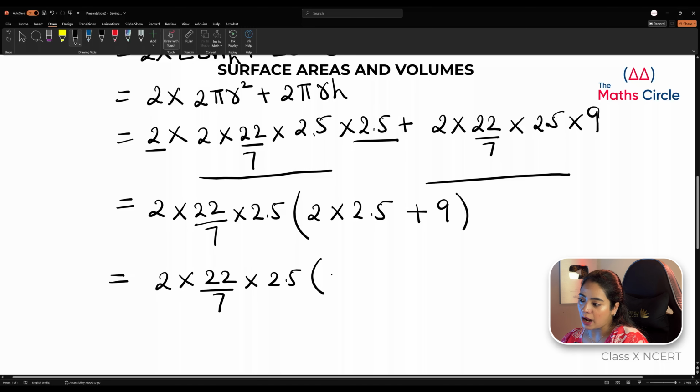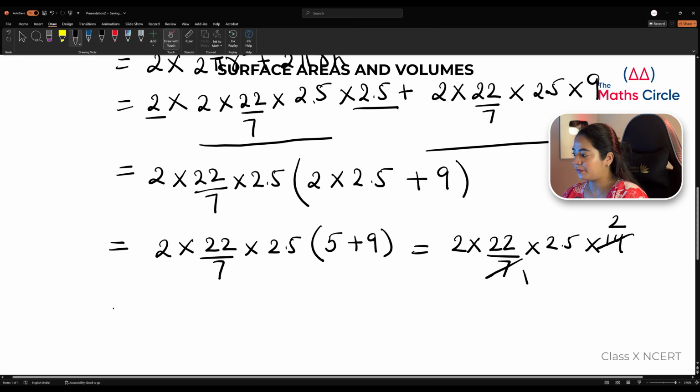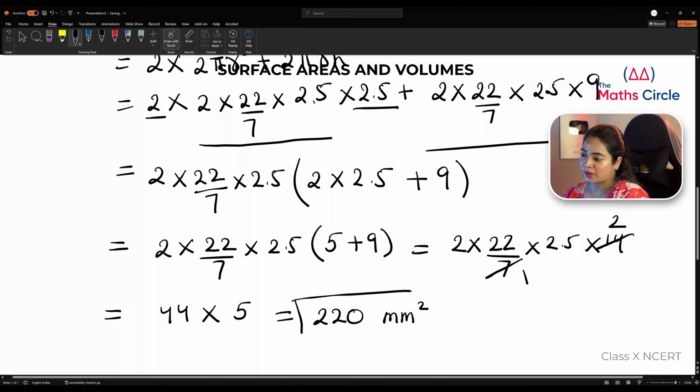I am just solving it out. 2 multiply by 2.5 will be 5 plus 9, and it simply makes my calculation easier by giving me some value which cancels out with 7. It becomes 2 into 22 is equals to 44, multiply by 2.5 into 2 is 5, and the final answer comes out to be 220 millimeter square, which is the answer of the problem.